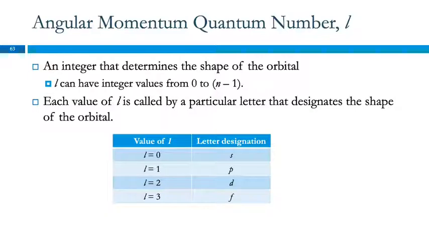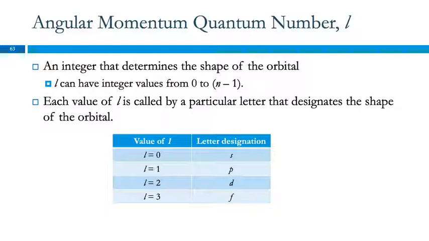The second number is L, the angular momentum quantum number, and this determines the shape of the orbital. So L can have integer values from 0 up to 1 less than whatever n is for that electron. And each value has a particular letter designation that we usually use instead of the actual numbers.